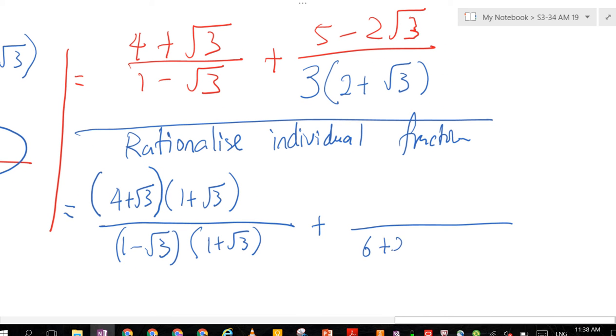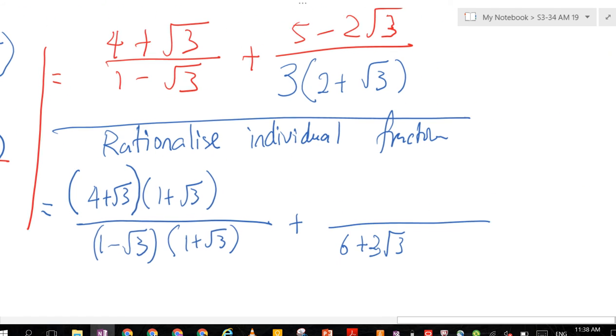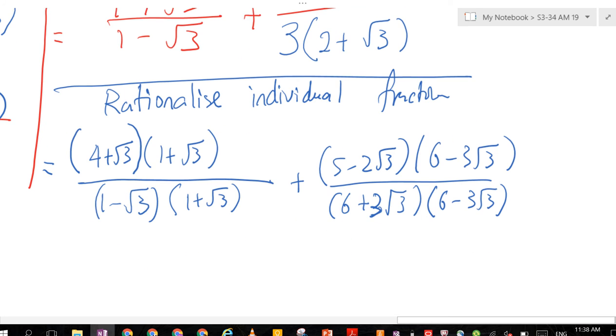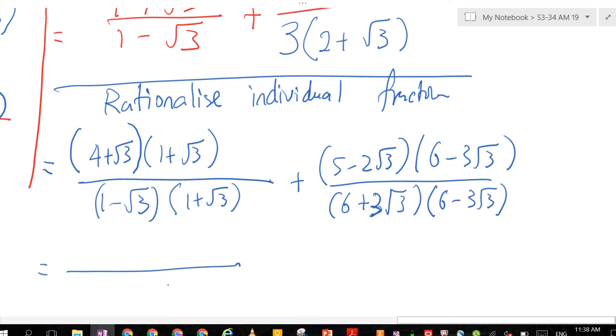Let's put back the same thing. 3 root 3, is it? Okay, then bracket 6 minus 3 root 3. So painful. What is the first denominator? What's the first denominator? Sorry. What's the first denominator? Negative 2. What is the second denominator? Huh? 9. 9. Okay, the top one we will do the rainbow.